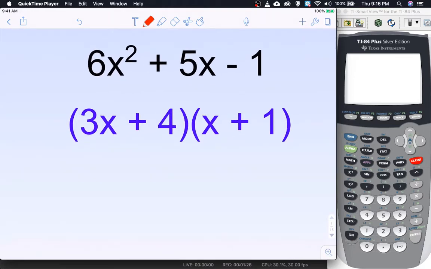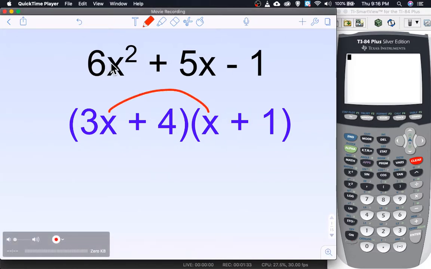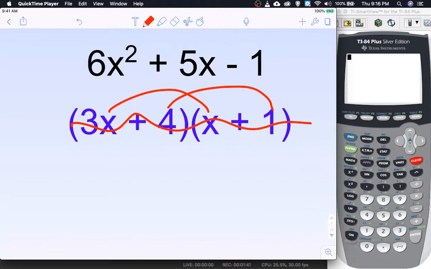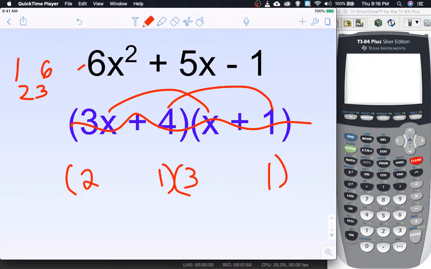Let's see here. Well, there's lots of mistakes already. 3x times x is not 6x squared. Positive 4 times positive 1 is not -1. So I don't even know where to start with that one. The correct factoring would have to be a 1 and a 1. And then factors of 6 would be 1 and 6, 2 and 3. Both a 2 and a 3 and a 1 and a 6 could make a 5. So I'm going to start with the numbers that are closer together first.